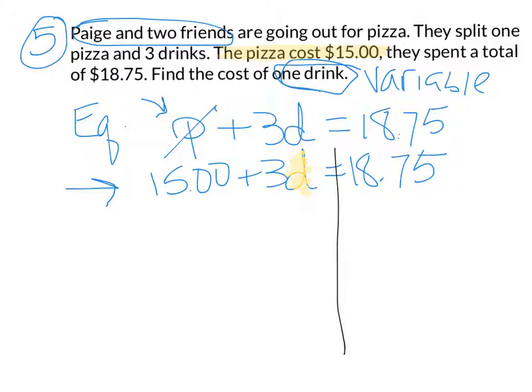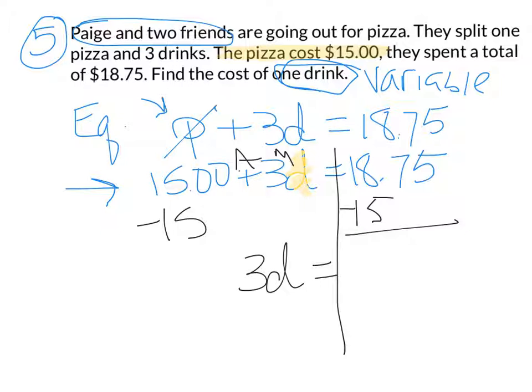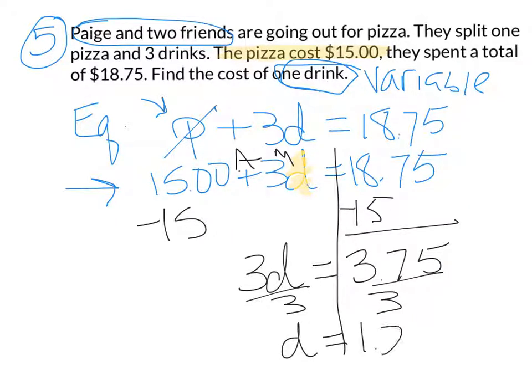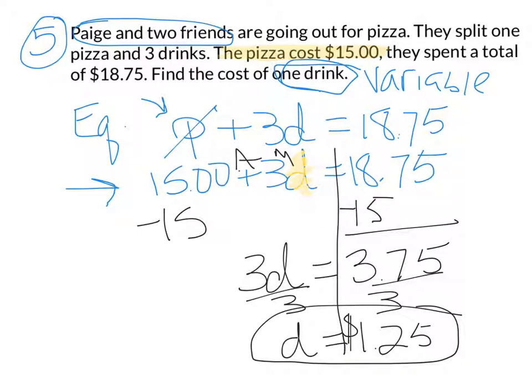Okay, so let's draw our line. Now the 15 is adding and the 3 is multiplying. So I'm going to get rid of the addition first. I'm going to subtract 15 from both sides. So I get 3 drinks equals $3.75. Divide by 3, and each drink is $1.25. All right, and that's it. Two-step equations.